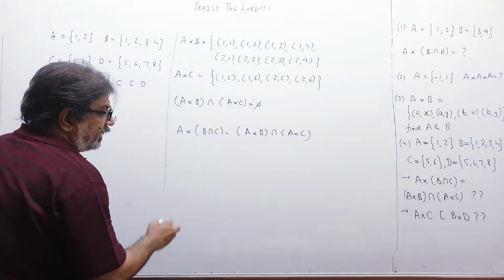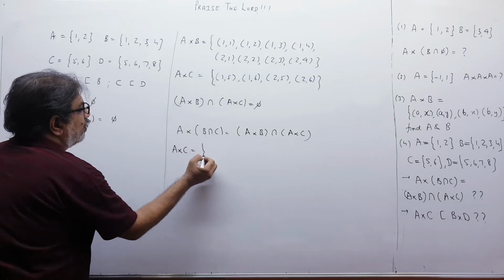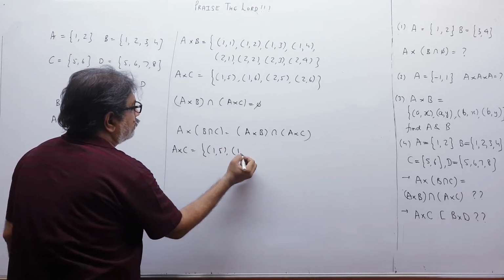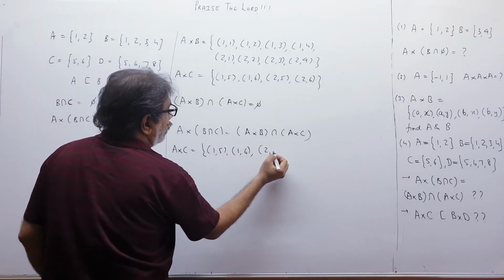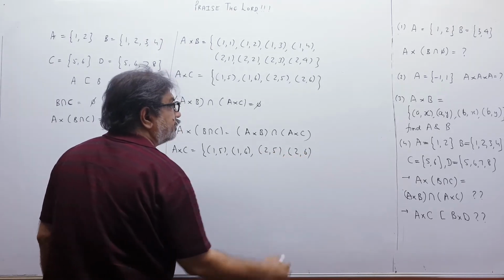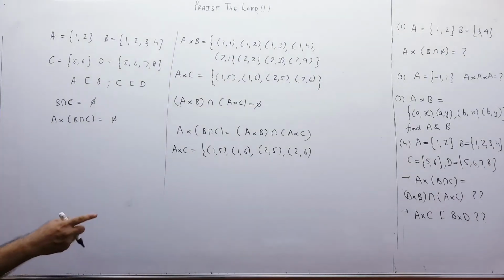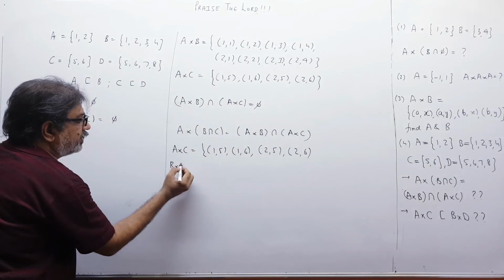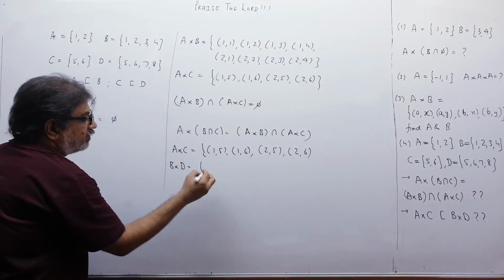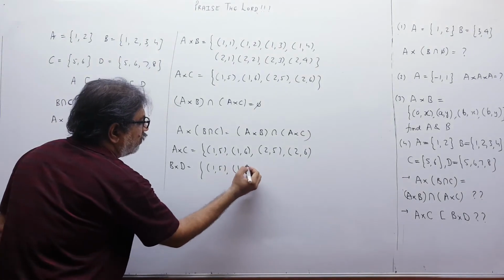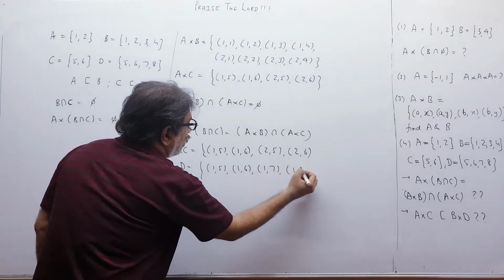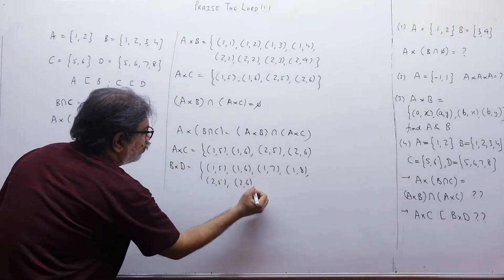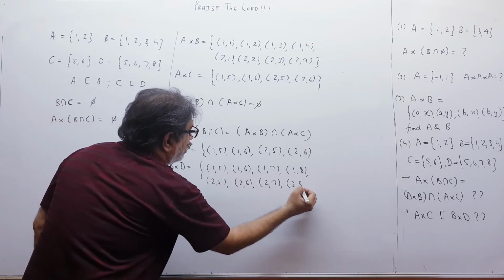Let us check. A cross C. A cross C will be what? (1,5), (1,6), (2,5), (2,6). Okay, children. Then I want B cross D. So 4 and 4, I will write 16 elements. Anyway, I will write it. B cross D. 1 with 5, 6, 7, 8. So (1,5), (1,6), (1,7), (1,8). Then 2 with this: (2,5), (2,6), (2,7) and (2,8).